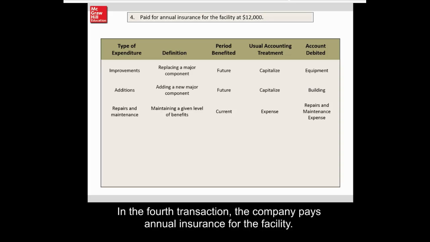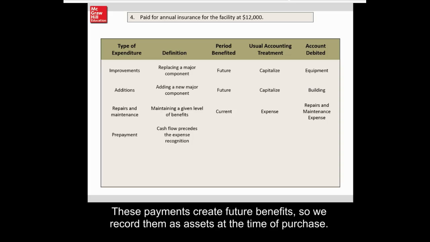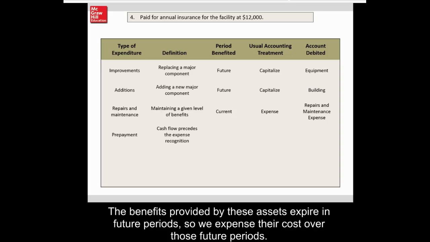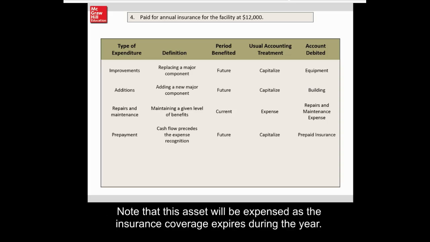In the fourth transaction, the company pays annual insurance for the facility. This is a prepayment where the cash outflow precedes the expense. These payments create future benefits, so we record them as assets at the time of purchase. The benefits provided by these assets expire in future periods, so we expense their cost over those future periods. We capitalize this prepayment by debiting it to the prepaid insurance account. Note that this asset will be expensed as the insurance coverage expires during the year.